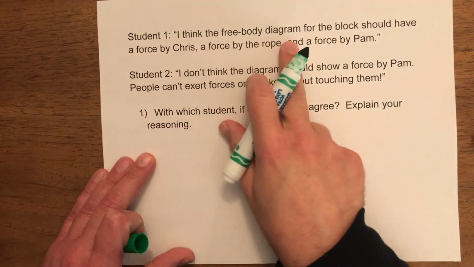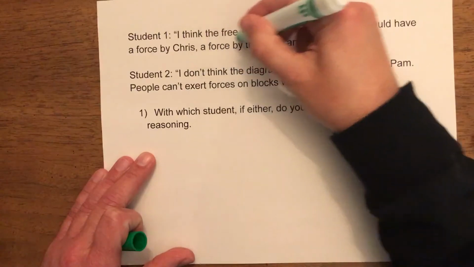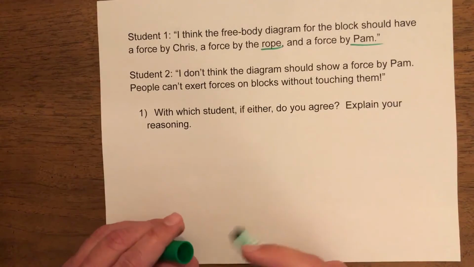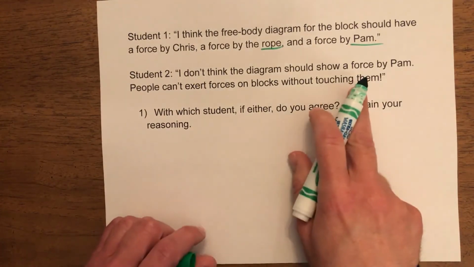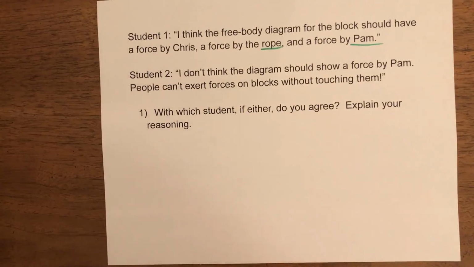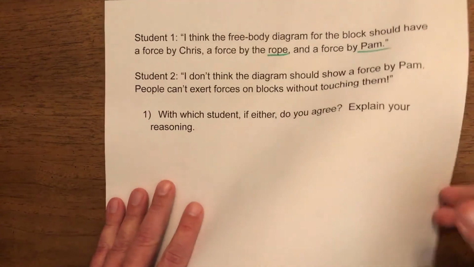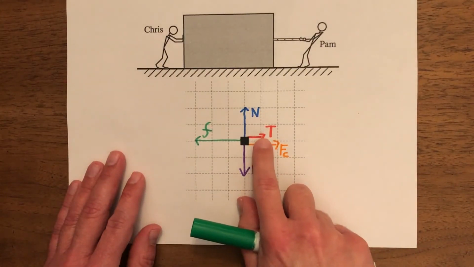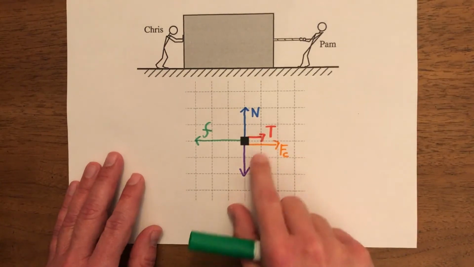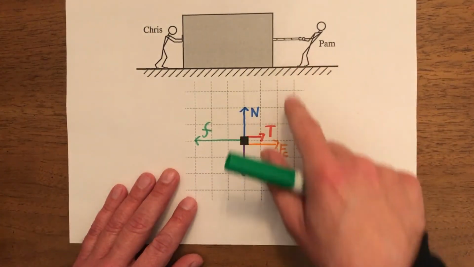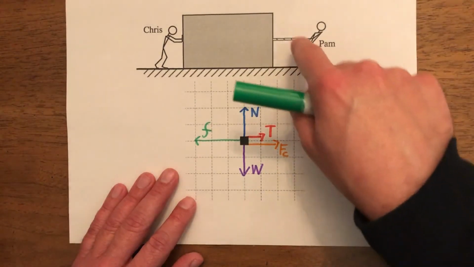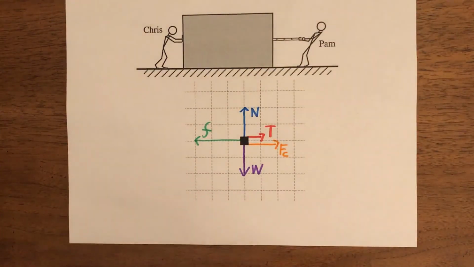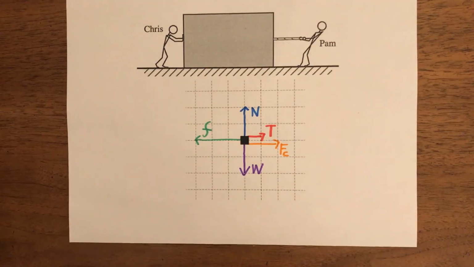I think most people think that student 1 is wrong, that especially this part, like having a force by the rope and by Pam, that doesn't seem right. It's got to be one or the other. And this person says it can't be Pam because she's not touching it. So she's not quite right either, student 2. So if we look at it here, this force here, you could call it the force by Pam, or you could call it tension, meaning the rope's doing it. You can think of it as either, but you can't think of it as both. So it's not Pam and the rope. You can either think of it as Pam or the rope, and it's got to be one or the other. And I've chosen to think about it as the rope, as tension there.